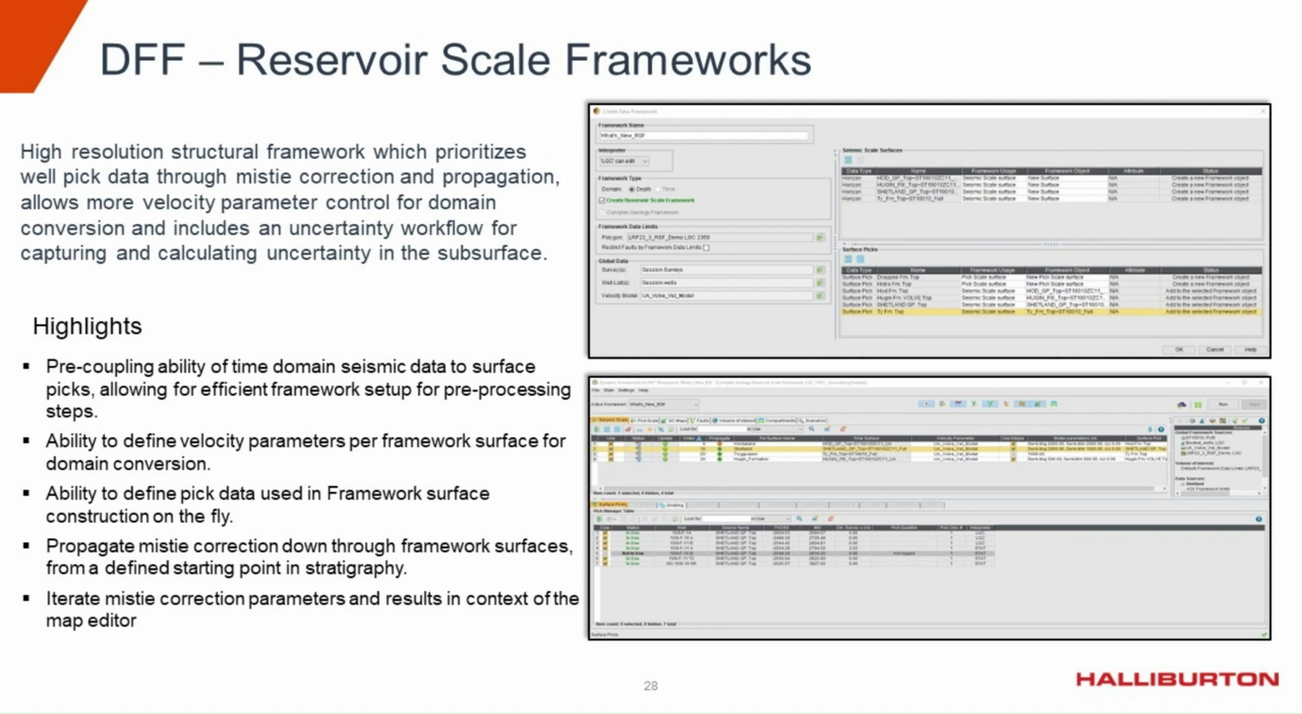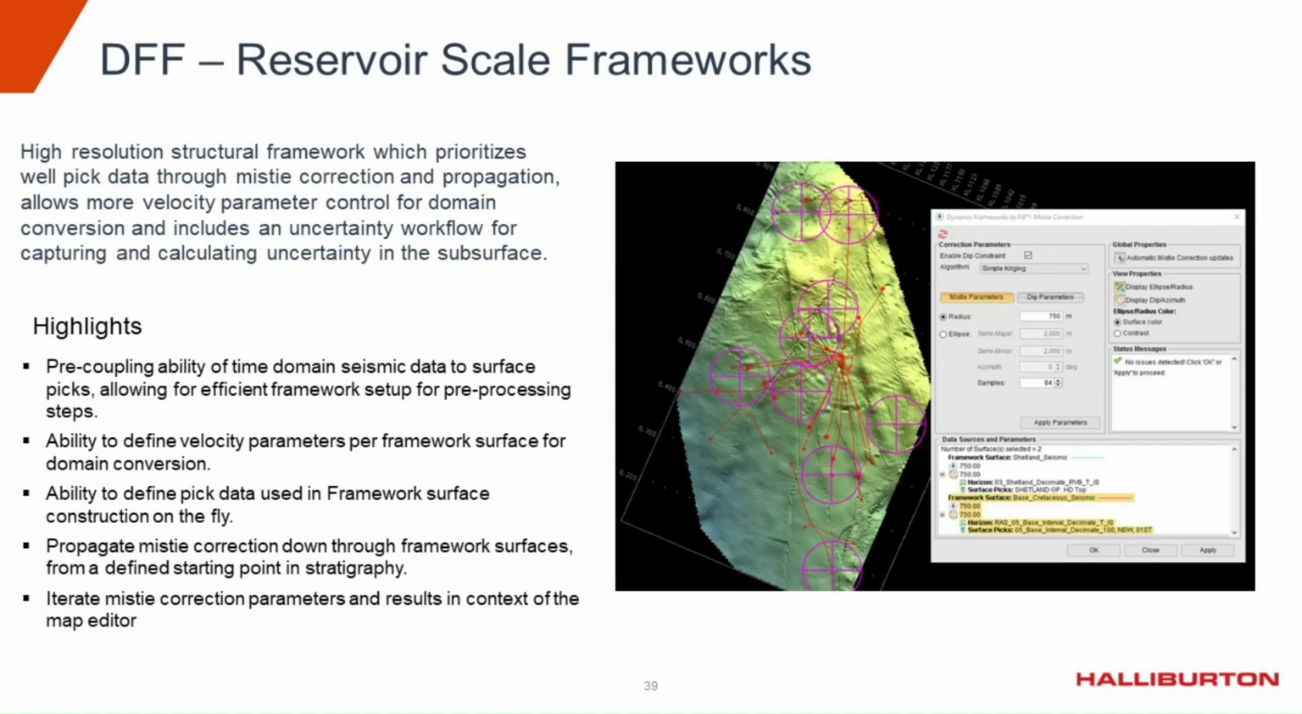In reservoir scale frameworks, Mistie correction parameter values are defined in context of the map editor, to allow for easy parameter iteration and qualitative checking of results before committing to a framework refresh.